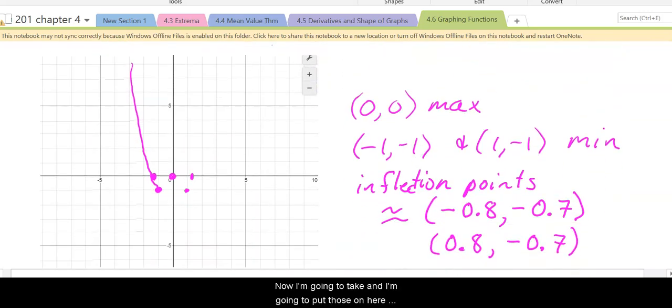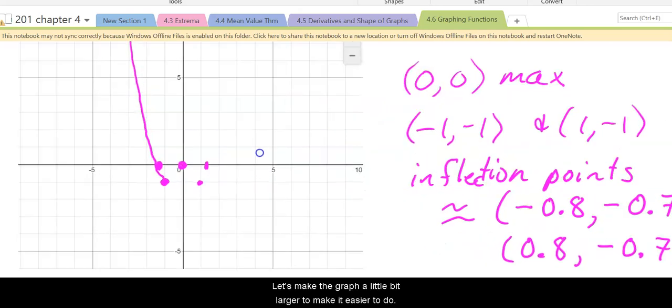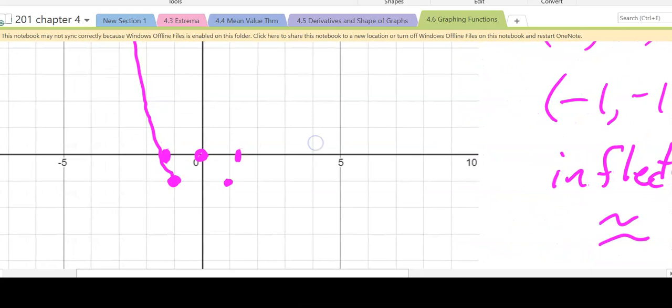Now I'm going to put those on here with a slightly different color, and I'm going to make an X for the inflection points. Let's make the graph a little bit larger to make it easier to do. At -0.8, I go 0.8 of the way across to -1 and drop down to about 0.7. Right there, I need to change my curvature. On the opposite side, I have the same point. It's going to stay concave up until I get to that point, and then it's going to change. Concave up, and then it bends and it goes concave down.